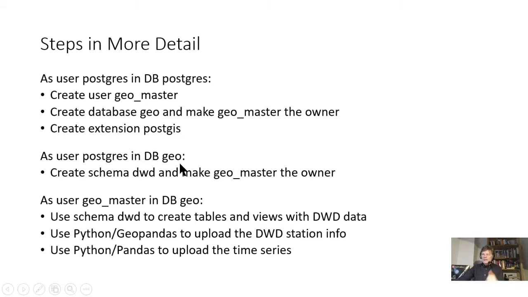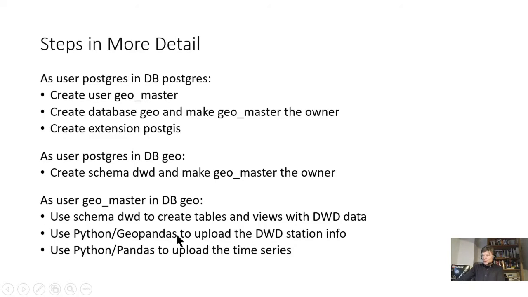Okay, that means we have now a user GeoMaster who owns the database Geo. The database Geo exists and it is a PostGIS database. And within this database, we create another namespace DWD to store all the DWD related information in a kind of folder, you can say.